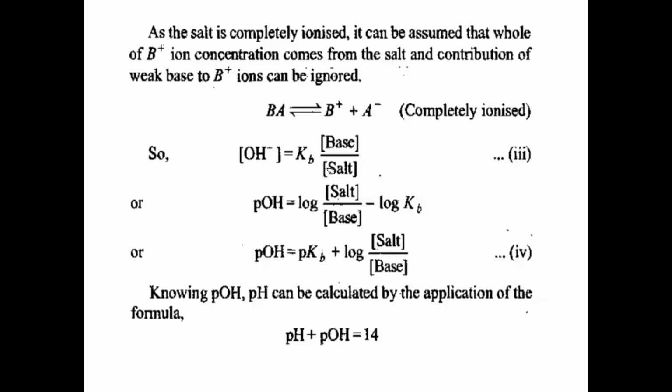That's why here salt concentration means we take A minus. Base concentration means we take BOH, the concentration of base. And salt means the concentration of A minus. The concentration of A minus is equal to the concentration of salt, remember. So OH minus is equal to Kb, the dissociation constant of the weak base, into concentration of base by concentration of salt.